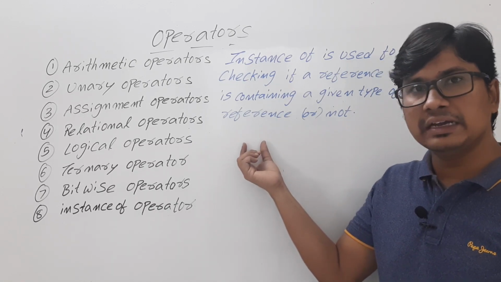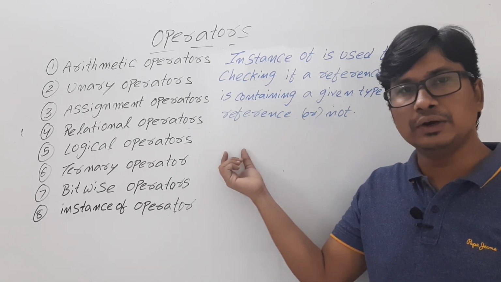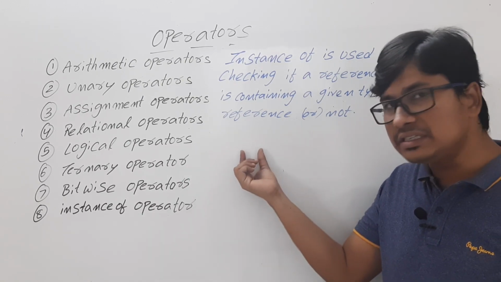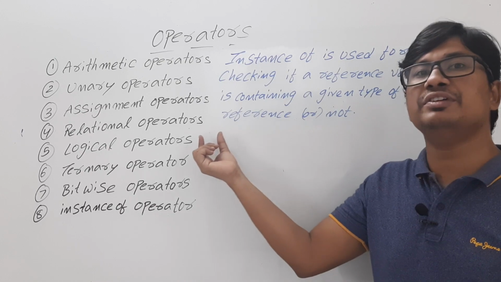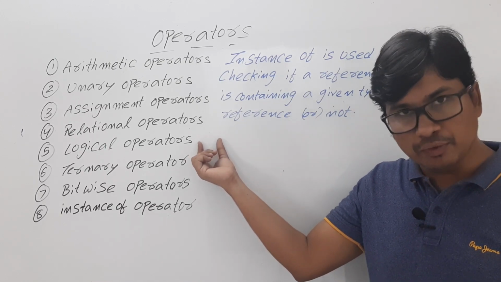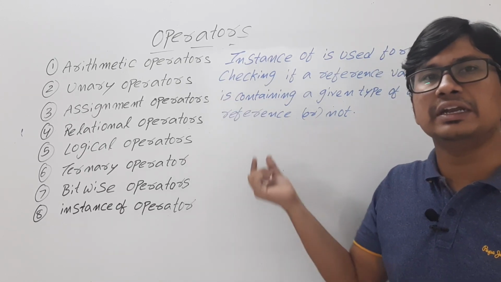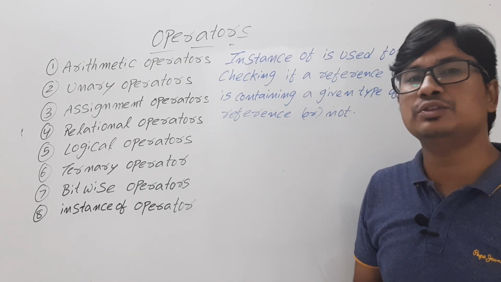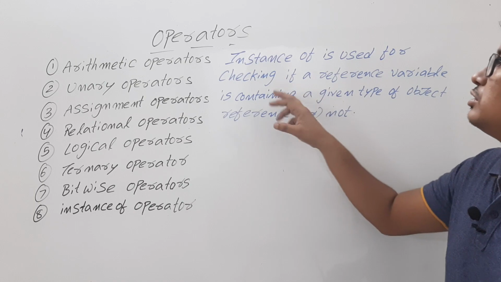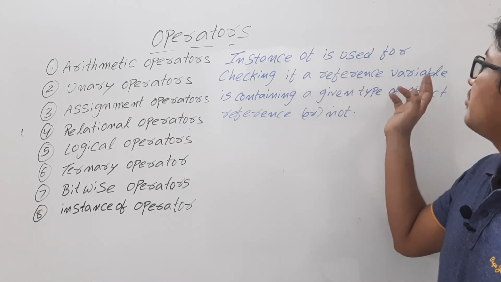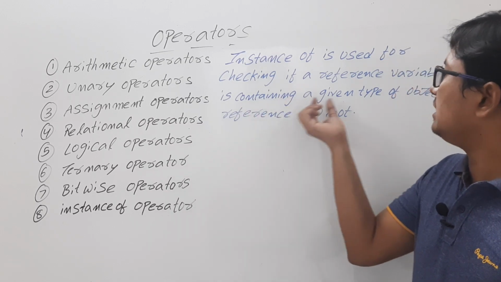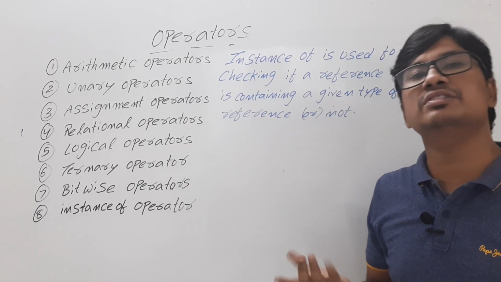You have created a string. String some name is equal to Parnika. Now, is name an object of the string or not? If you want to verify, you can do it: name instanceof String, then it will give you the output as true. So the instanceof operator is used for checking whether a reference variable is containing a given type of object reference or not.